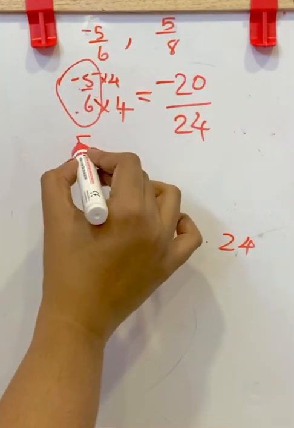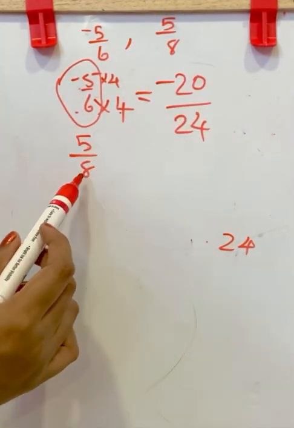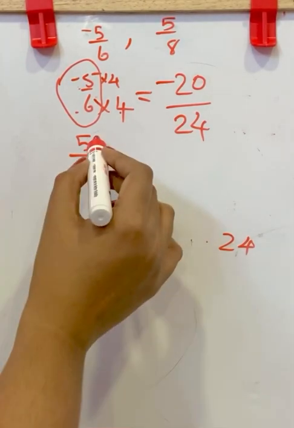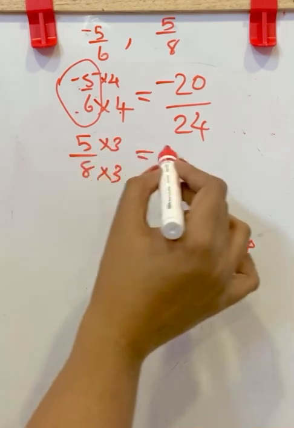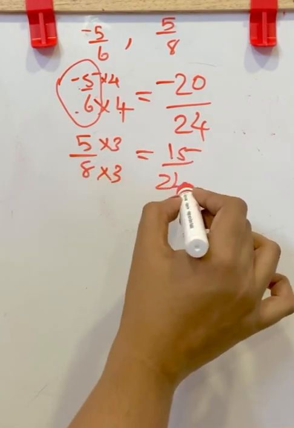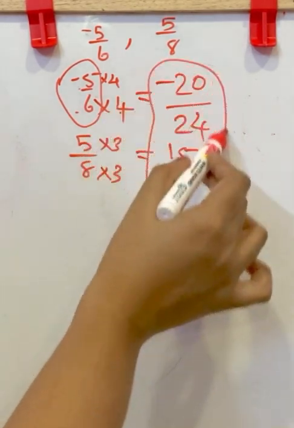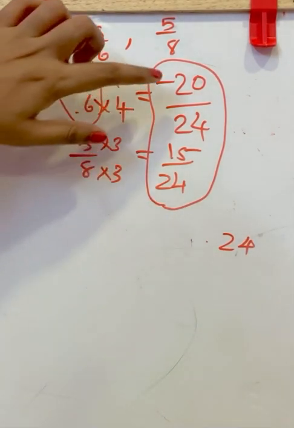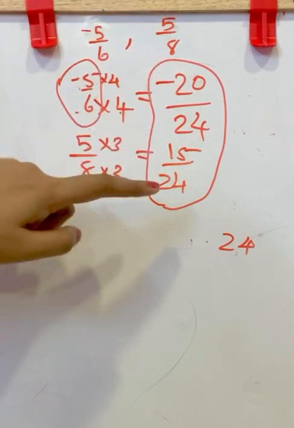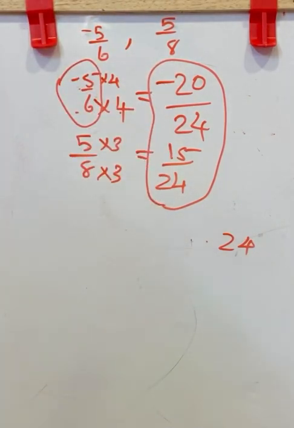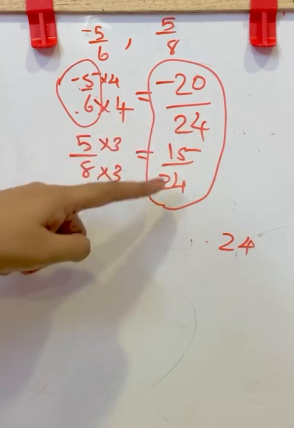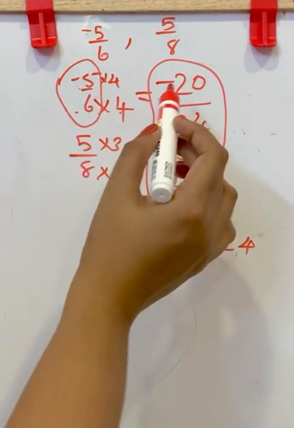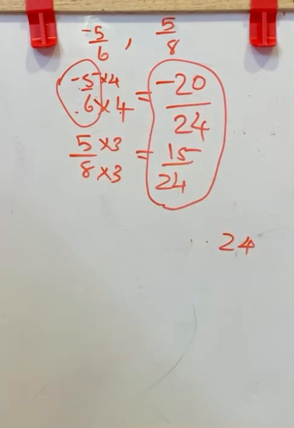Now what about 5 by 8? You want to make this 8 into 24. That is 3. Here also, into 3. Now this becomes 15 by 24. These are the new rational numbers. We want to find 10 rational numbers between negative 20 by 24 and 15 by 24. So here 24 is the denominator in both the fractions. They are equal, so you can simply write all the numbers between negative 20 and 15.